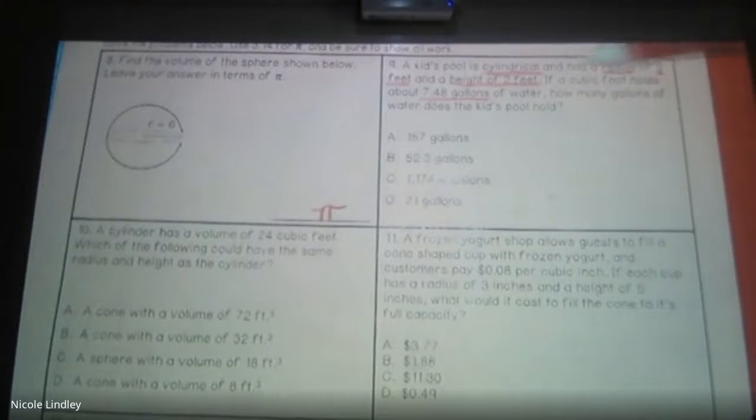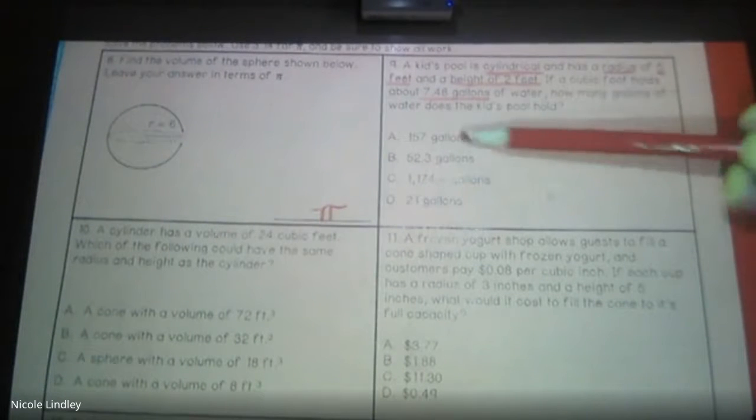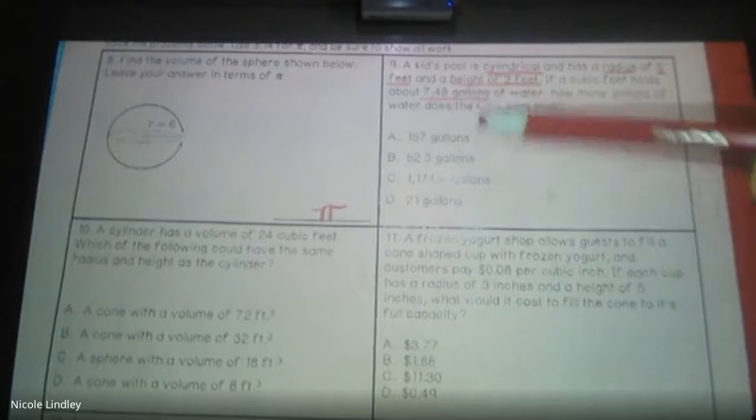So you first have to figure out how many cubic feet of water are in the pool. It's a cylinder shape. So write your formula for the volume of a cylinder first. Fill in what you know. It does give you the radius and the height, so that's nice. And then at the end, it says 1 cubic foot holds 7.48 gallons of water.